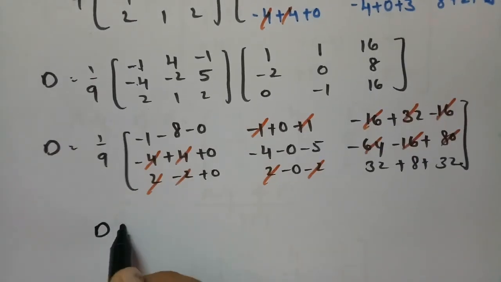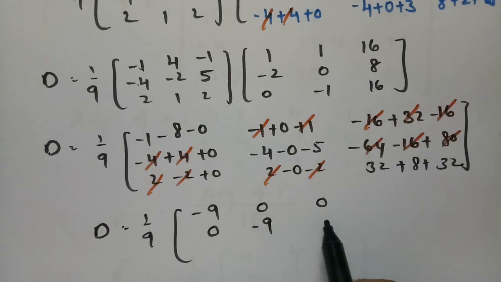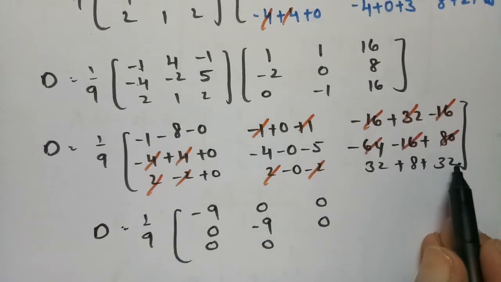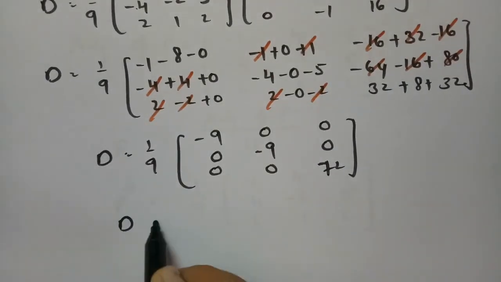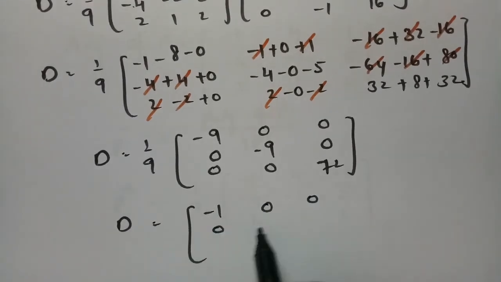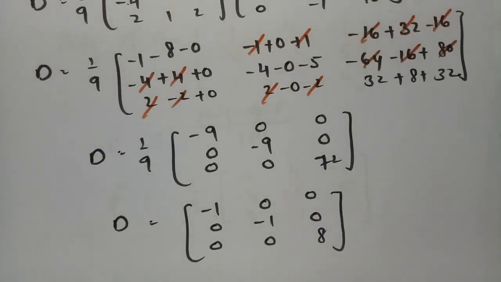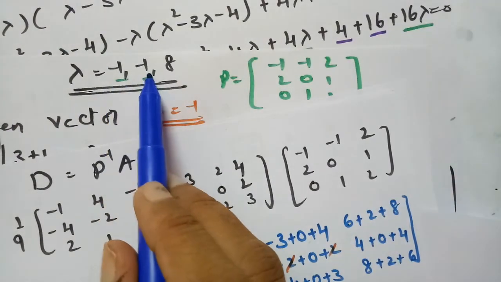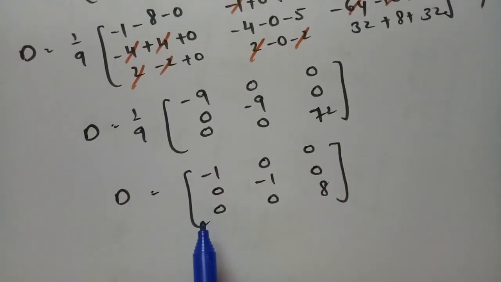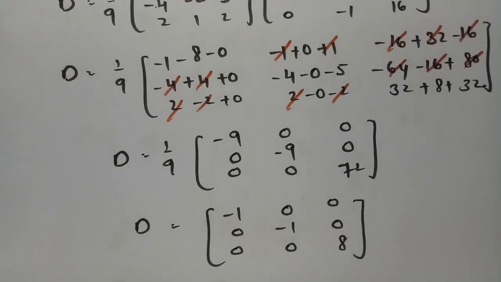So D value is nothing but D is equal to 1 by 9 times of [-9, 0, 0], [0, -9, 0], [0, 0, 72]. If I divide by 9, then this will be [-1, 0, 0], [0, -1, 0], [0, 0, 8]. Observe this one: these are all the lambda values, the eigenvalues. I'll show you all the eigenvalues here. The lambda values I found just now are -1, -1, 8. So here also, as it is diagonalized, the values are -1, -1, 8, and this is the only way for our cross check.